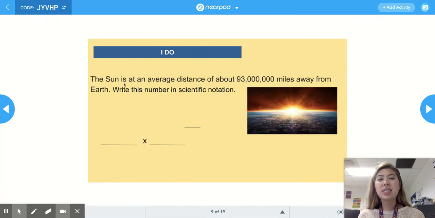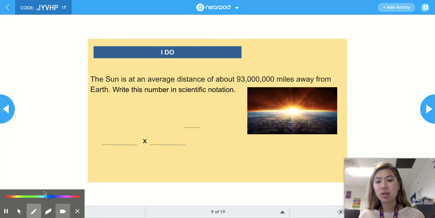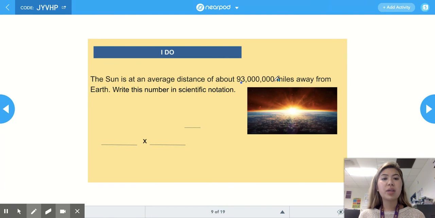This I do problem reads, the sun is at an average distance of about 93 million miles away from Earth. Write this number in scientific notation. So our first step is to make this number into a number between 1 and 10. So I'm putting the decimal point in between the 9 and the 3 since our coefficient has to be between 1 and 10. So we have 9.3. Our second number is always going to be 10. And we have to move our decimal point to the right since the decimal point's all the way at the end. And we're moving it 1, 2, 3, 4, 5, 6, 7 places. So 93 million is 9.3 times 10 to the power of 7.